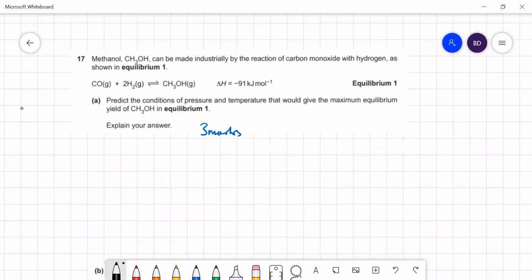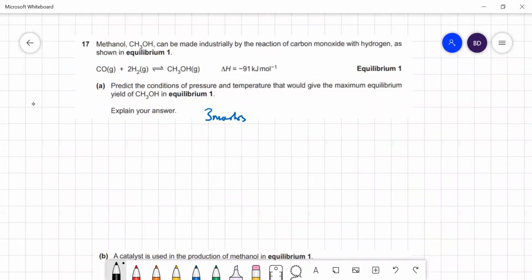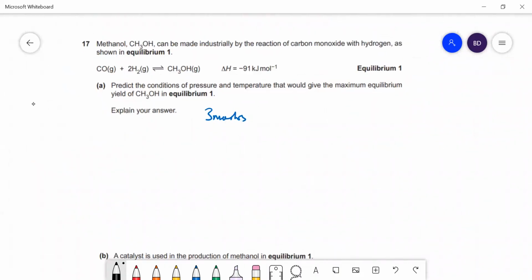Okay, here we've got methanol being made by the reaction of carbon monoxide with hydrogen. Predict the conditions of temperature and pressure that would give maximum equilibrium yield. Let's have a look here. First of all, it is an exothermic reaction. So for equilibrium yield, we should use a low temperature.